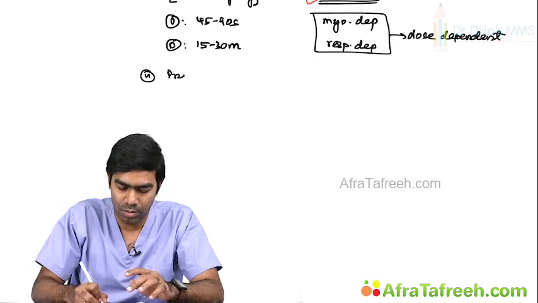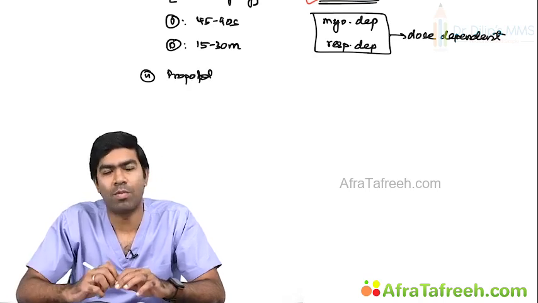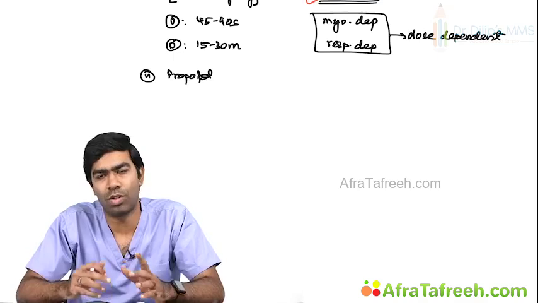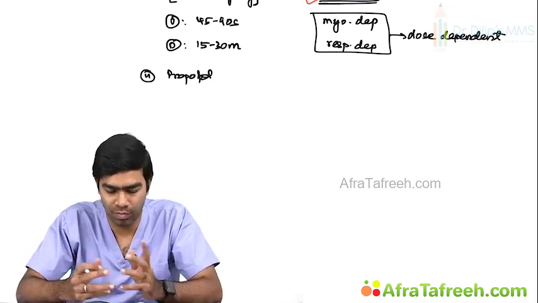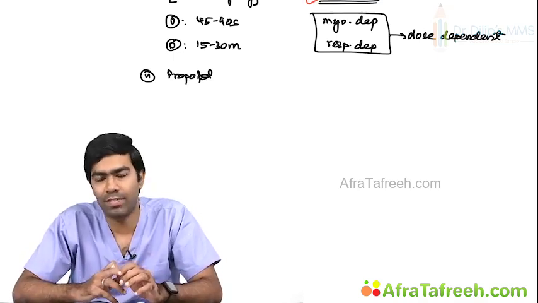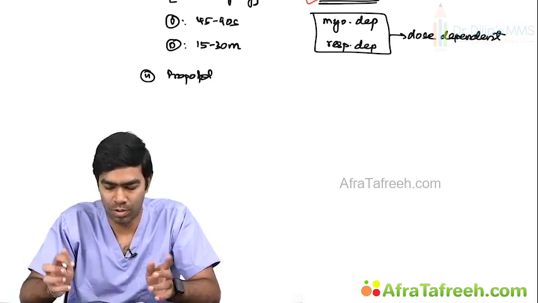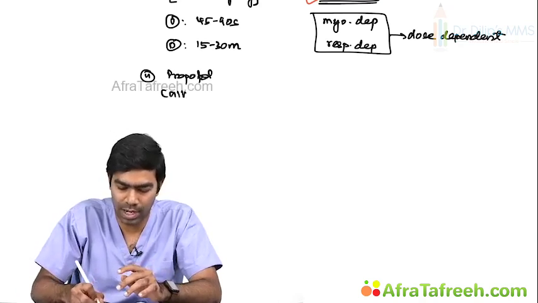Number 4, propofol. Propofol was once upon a time a very, very common RSI drug. Before we had accumulated evidence for etomidate, propofol was a very good drug. But still, there are some problems with propofol. So, let us see what propofol is. Propofol is an alkyl phenol.